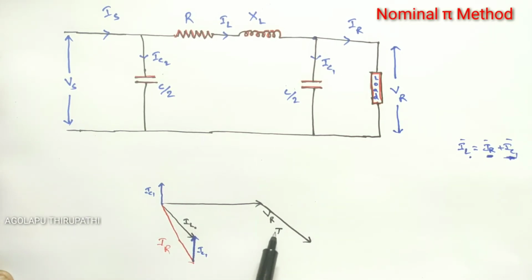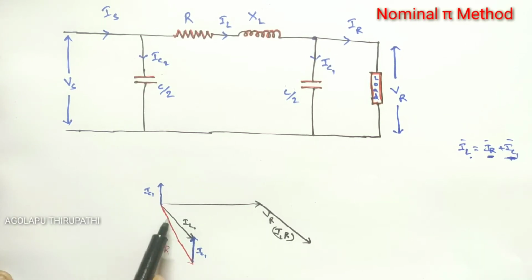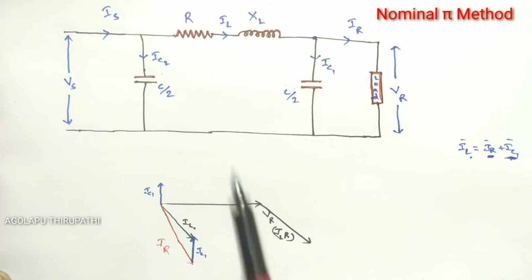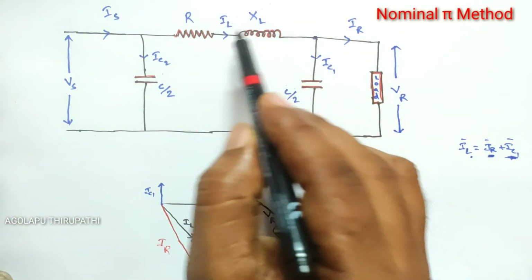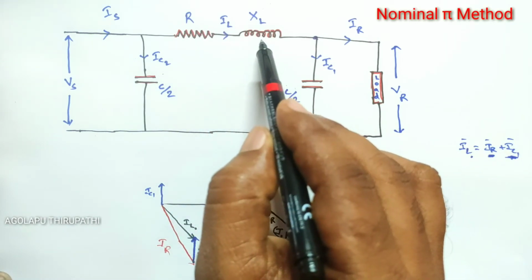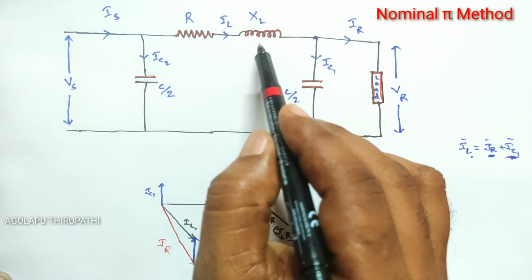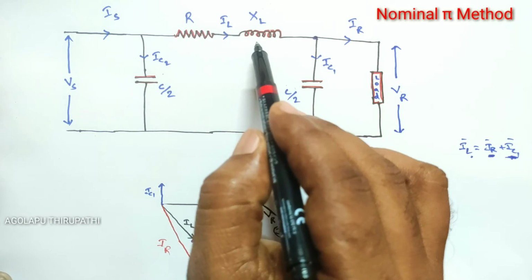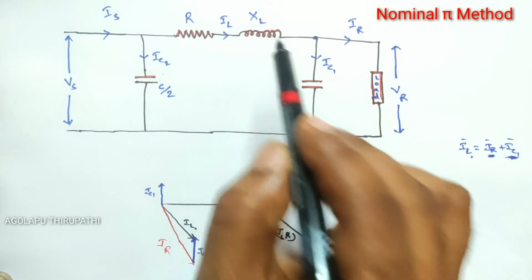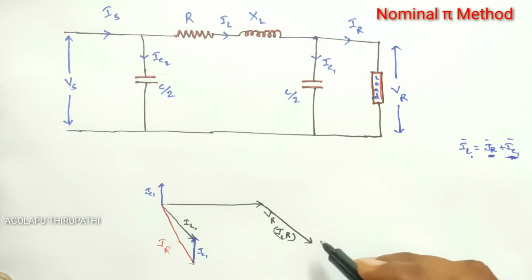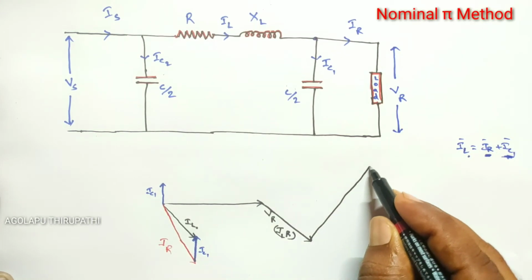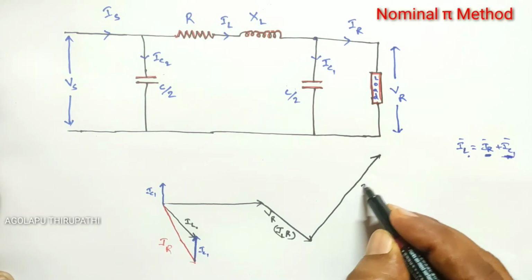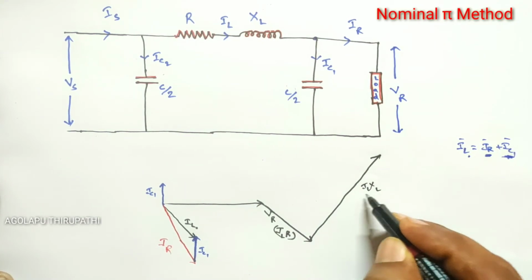So this vector is IL into R, so it is parallel to the IL, right? After that, take another vector, that is the IL XL vector. The same amount of current flows through the inductance also, so here also we will get some voltage drop. How much voltage drop did we get here? IL into XL. So draw the IL XL vector, which should be perpendicular to ILR. So this is the IL XL vector.